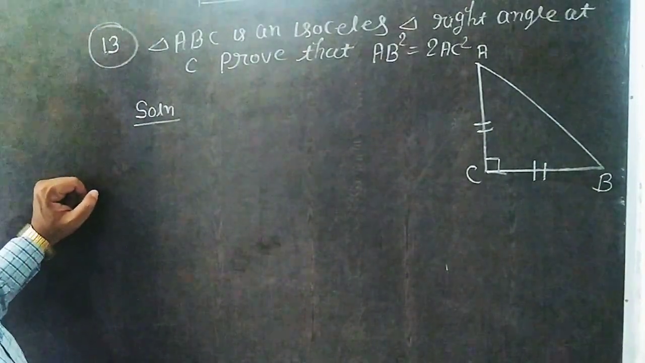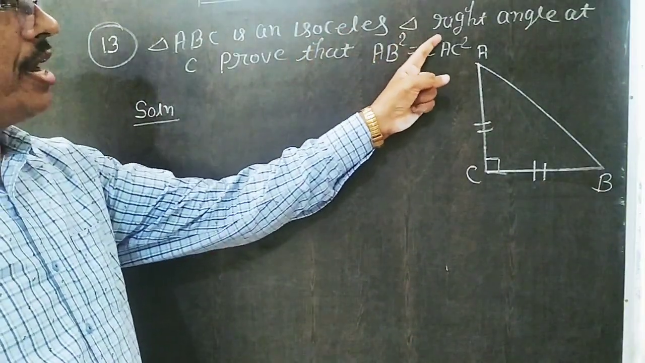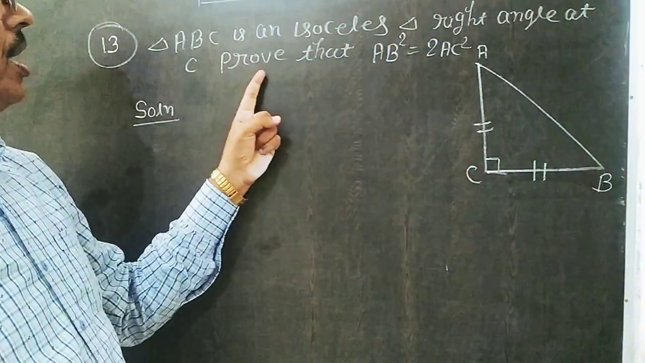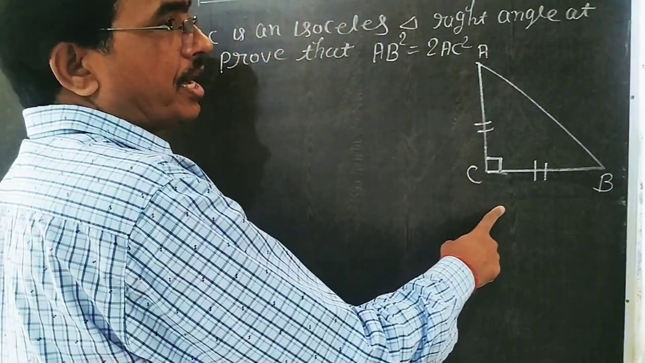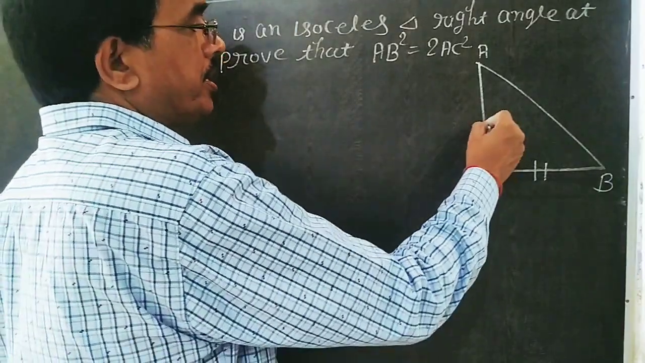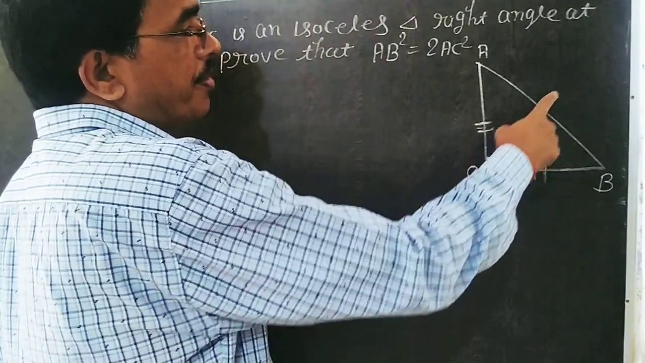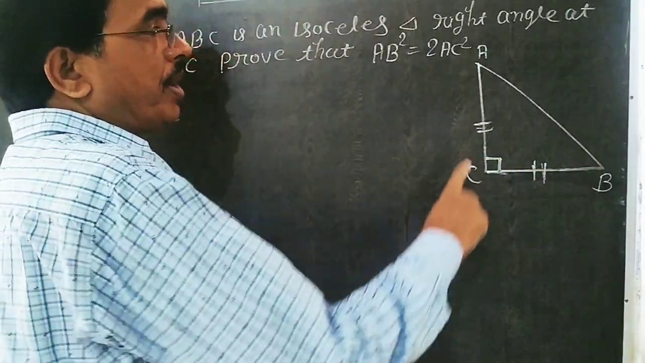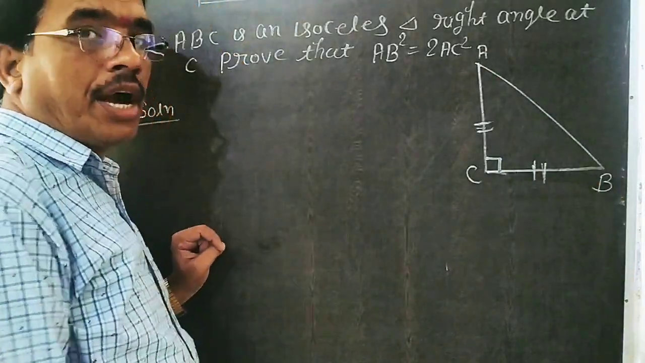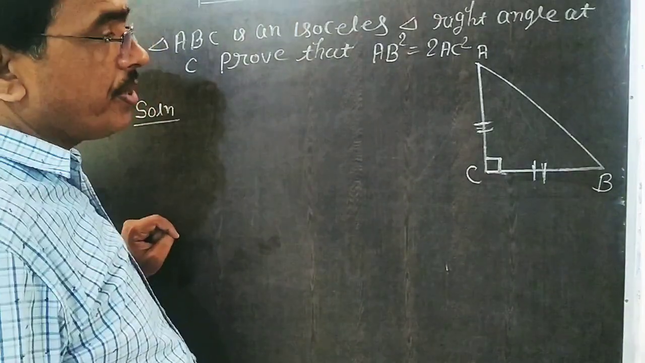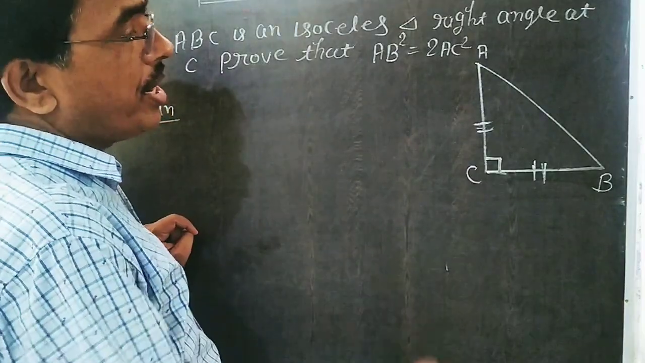Now see question number 13. Triangle ABC is an isosceles triangle, right angle at C. If it is right angled at C and an isosceles triangle, then it is clear that AC is equal to BC, because it can never be equal to AB. AB is the hypotenuse and the hypotenuse is the longest side.